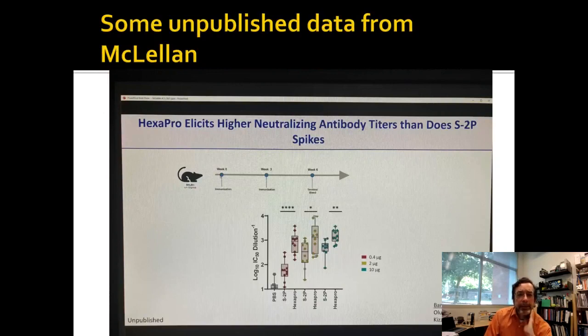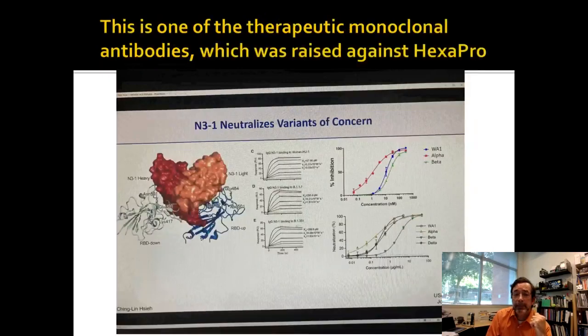So here's some unpublished data from McLellan that I took, and I believe this is published now because this is about a year old. And they actually took their HexaPro, and instead of just seeing the antibodies bind to it in general, they actually put it into mice. And they saw that HexaPro worked better than S2P for mice. If you look at the HexaPro, it's in red, and the mice, so S2P is on the left, HexaPro is on the right. The HexaPro numbers are higher, and that means tighter binding from antibodies. If you can understand antibody binding, you can actually look at these immunology papers yourself.